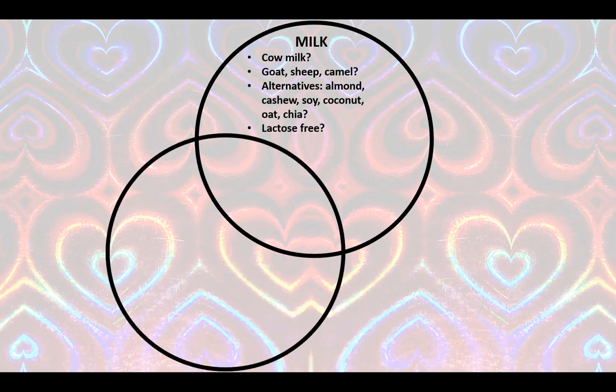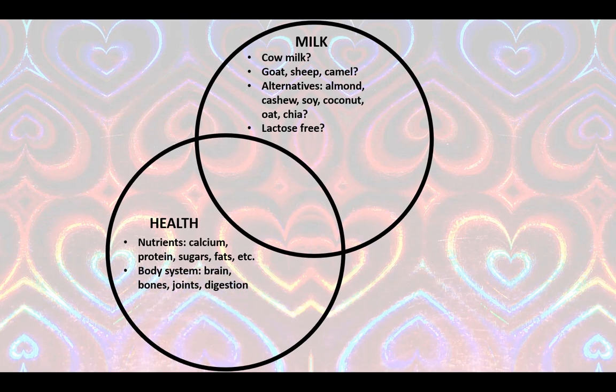But we need a second circle because we are also looking at the health benefits. Health will be our second circle. This is another broad topic. Are we looking at the nutrient content? If so, what type of nutrient? Or are we looking at the health benefits on different body systems? We have to narrow it down here too.